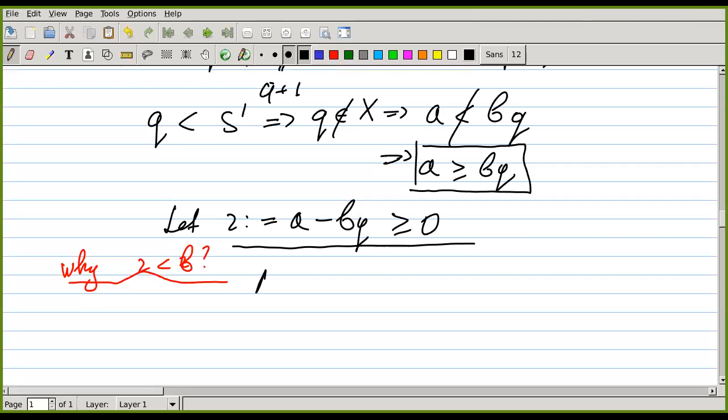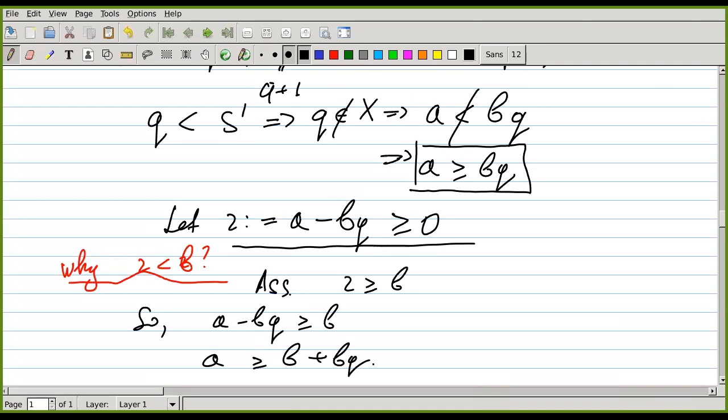Let's assume that R is greater or equal than B. So A minus BQ is greater or equal than B. Then A is greater or equal than B plus BQ. Do you agree?